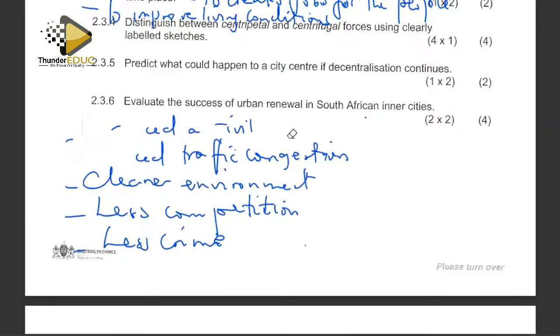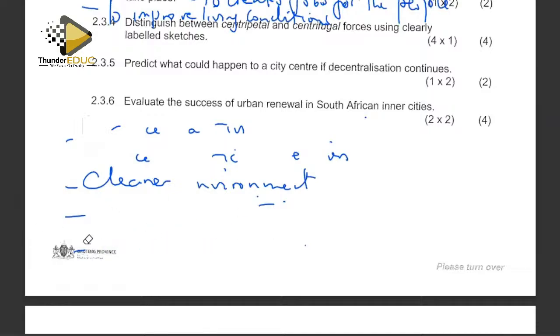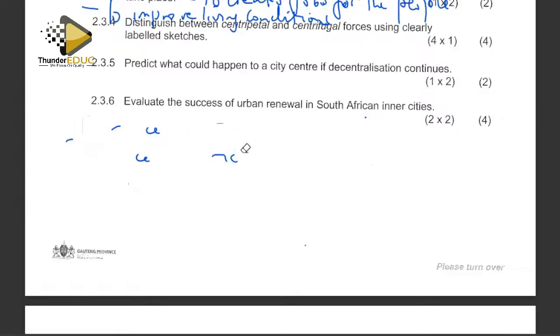Right, moving on to the next question, evaluate the success of urban renewal in South Africa. Is the government succeeding in enhancing urban renewal in the cities of South Africa? How successful is it? We need to do an evaluation. So when you're doing an evaluation, you can check on the side of the positives, and also check on the side of the negatives. On the side of the positives, is it a success? We have improved infrastructure.